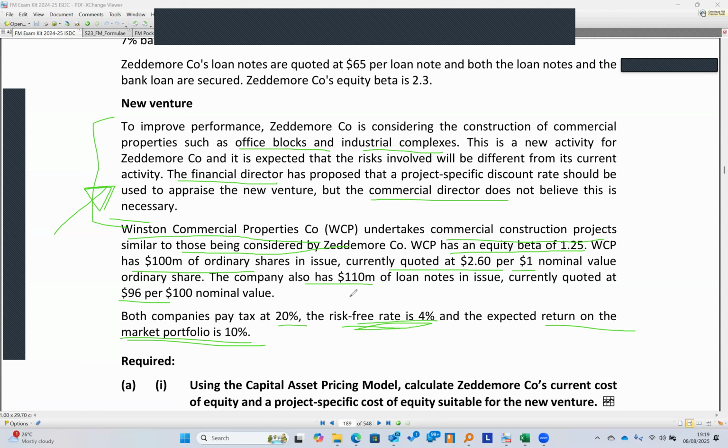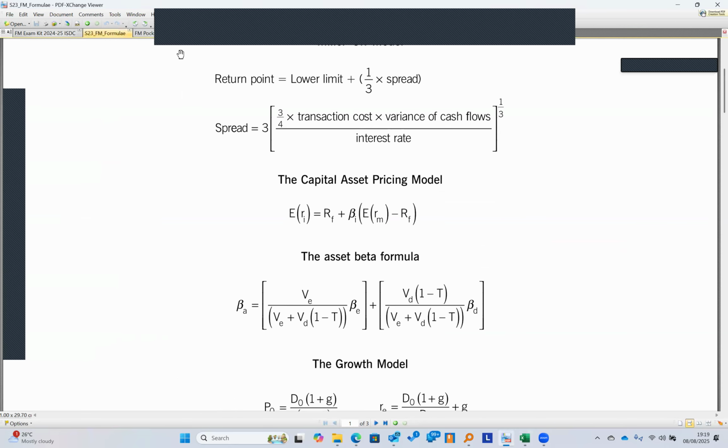You always get the risk-free rate, and then you can either be given the risk premium or the market return. When you see those things, you think of the capital asset pricing model. And of course, we are going to show you how that is used. So let us, in fact, go and take the formula. So this is the capital asset pricing model.